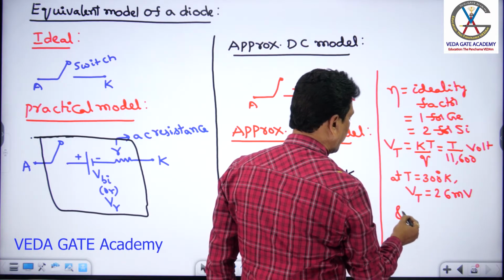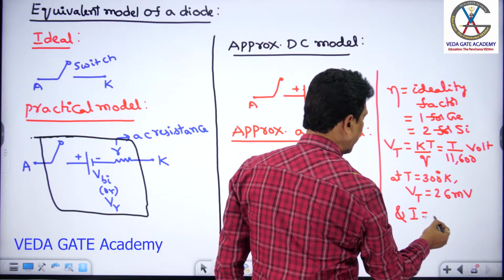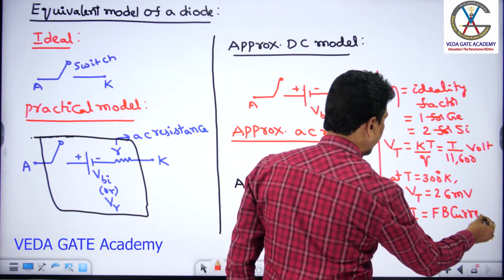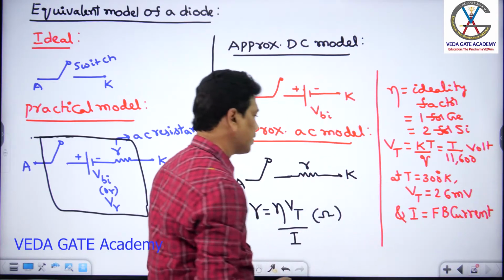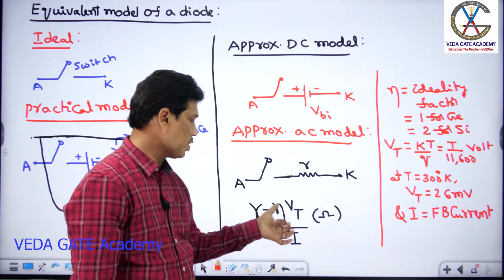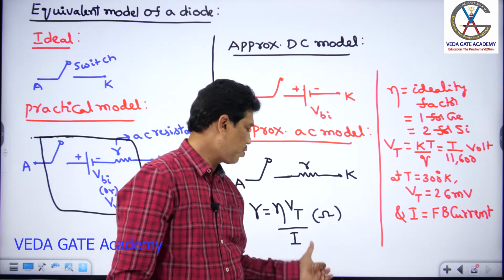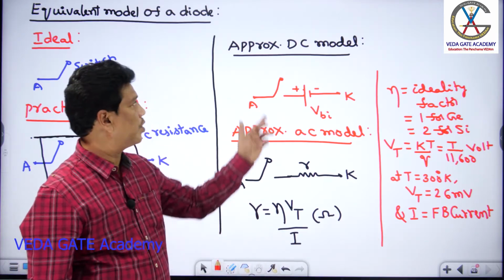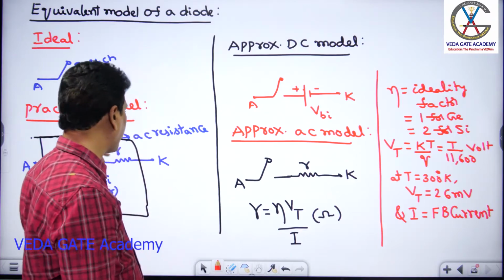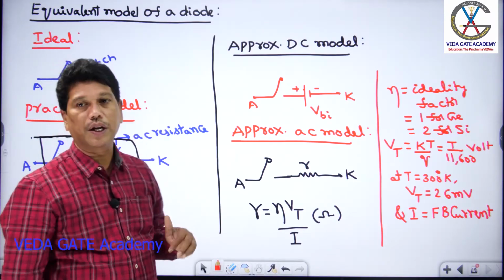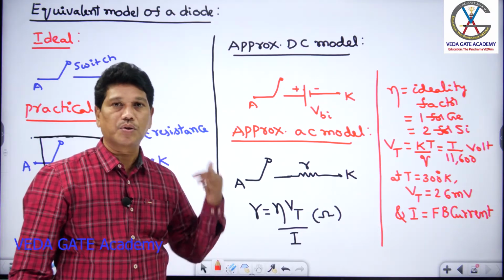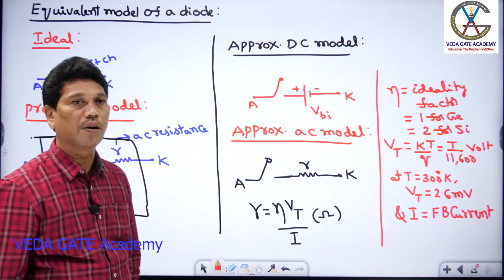And what is I? I is the forward bias current, that is, a DC current. So you calculate the AC resistance in terms of the forward bias current, so the dynamic resistance of a PN diode varies inversely with this forward bias current. So this is the approximate DC model, and this is the approximate AC model. This is the complete equivalent practical model of a diode. In the ideal condition, the barrier effect is 0 and the resistance is unlimited, so these are not considered in the equivalent model of an ideal diode.